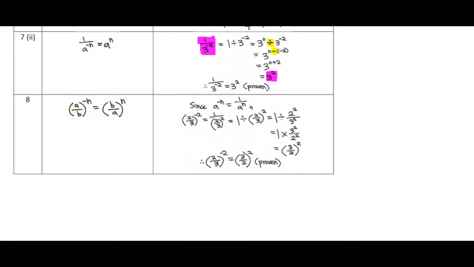What about this? Number 8. a over b to the power of minus n equals b over a to the power of n. Previously I explained it as this negative being an inverse. So if I take the inverse of whatever is within the bracket, I'm just flipping it around, and a over b flips around to become b over a. So how do we derive that mathematically?